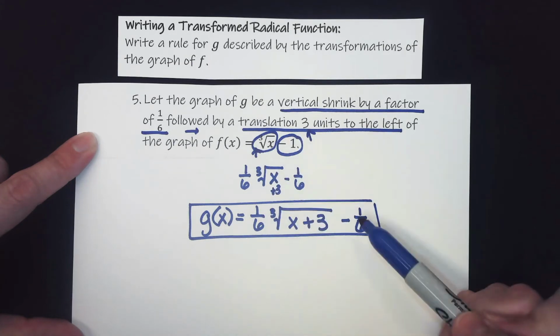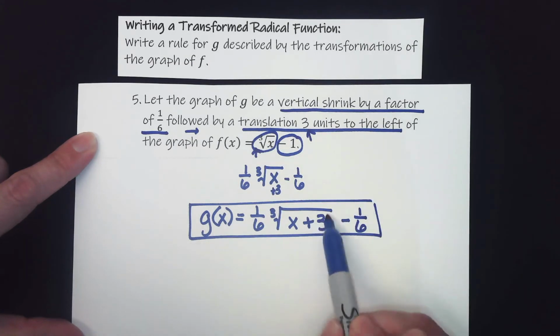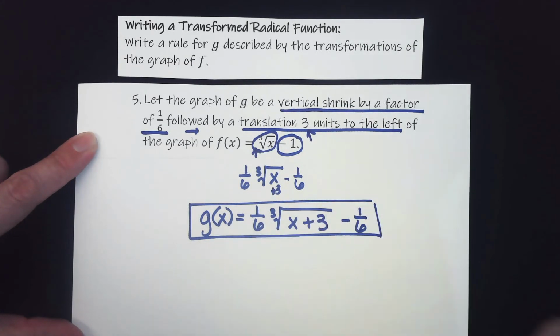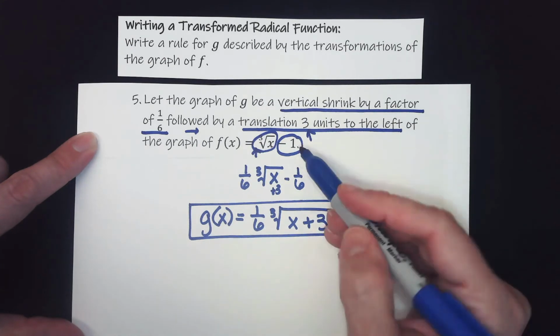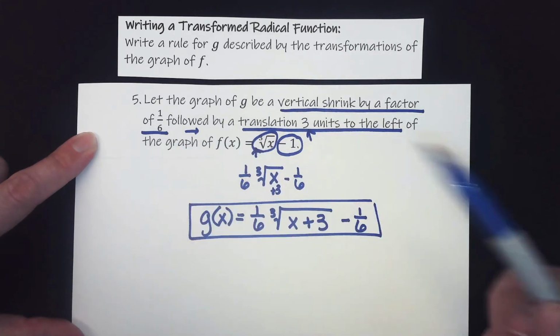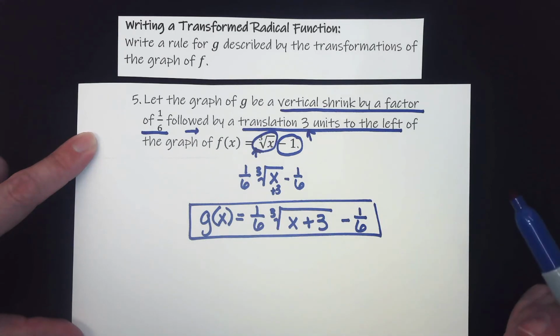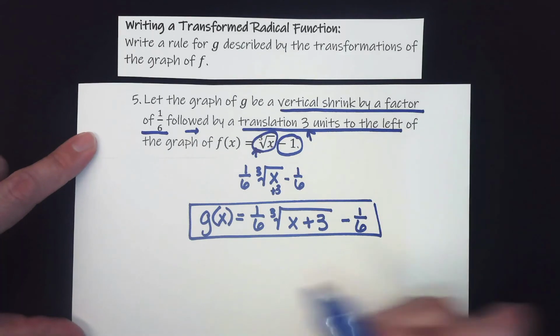Now if a translation came in first, I'd put it in. Since it's in the root, this would have ended up being the same problem. But if it would have changed this number, when I multiplied by the 1/6, things would have been a little different. Alright, so now you should be able to go and finish your practice.